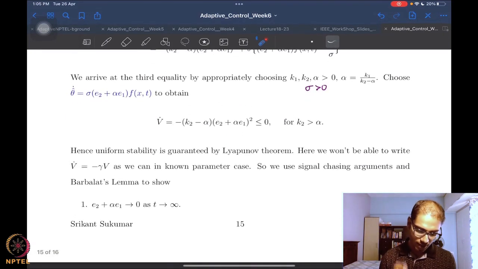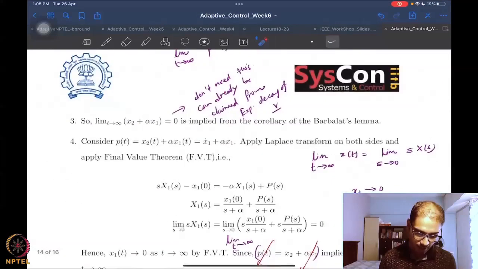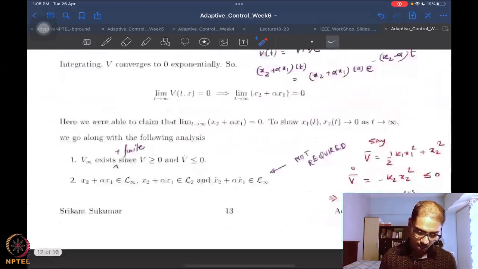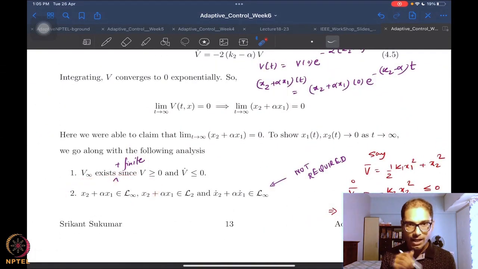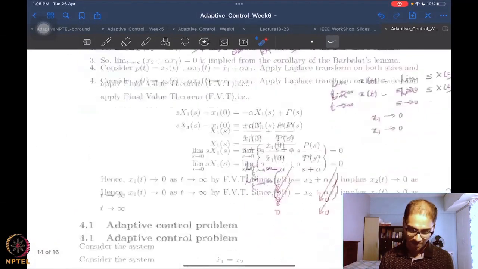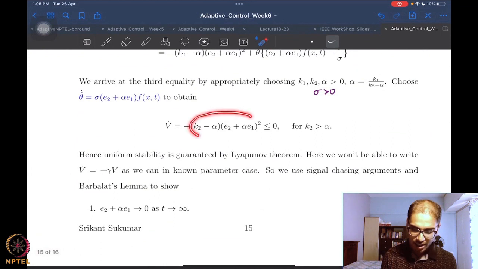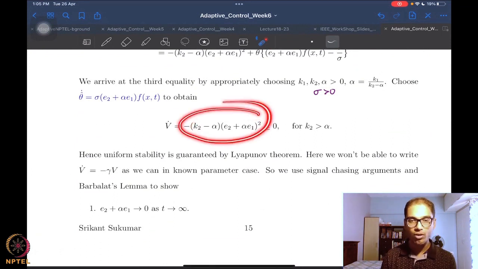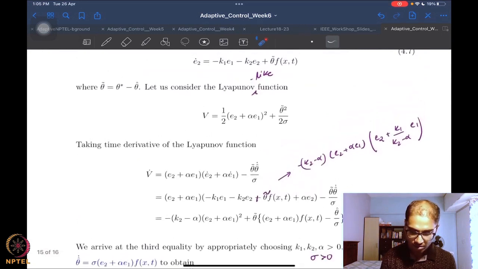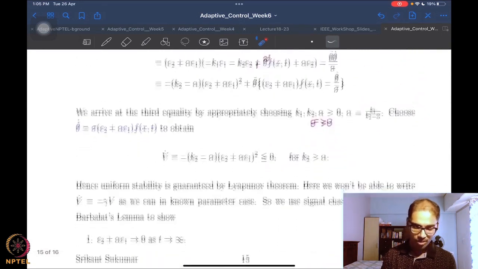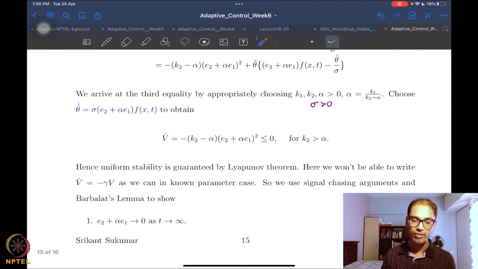Here the steps are slightly different. Whatever I had, I had said here that this step is not required, and this step is not required, but now we will require these steps. Why? Because this is not V anymore. The right hand side is not V anymore. V will contain also the theta tilde squared. So I cannot use directly the expression for V. Hence, we won't write V dot as minus gamma V as in the known parameter case. So we use signal chasing arguments.